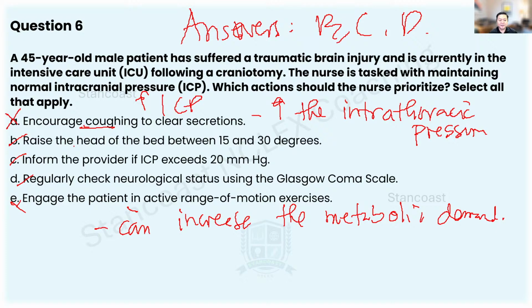If you had answered letter C, inform the provider. Of course, greater than 20 indicates that the patient has increasing ICP. This is concerning, and so we need to prevent that as well. Make sure that we are letting them know that the patient has elevated ICP. Now, regularly check neurostatus using the Glasgow Coma Scale. This is a tool that will give us a better idea if there is worsening of our patient's neurostatus.